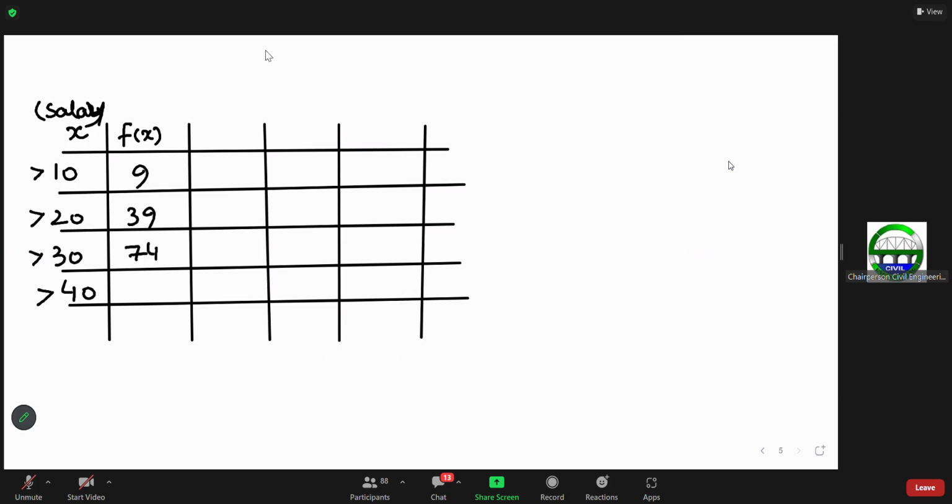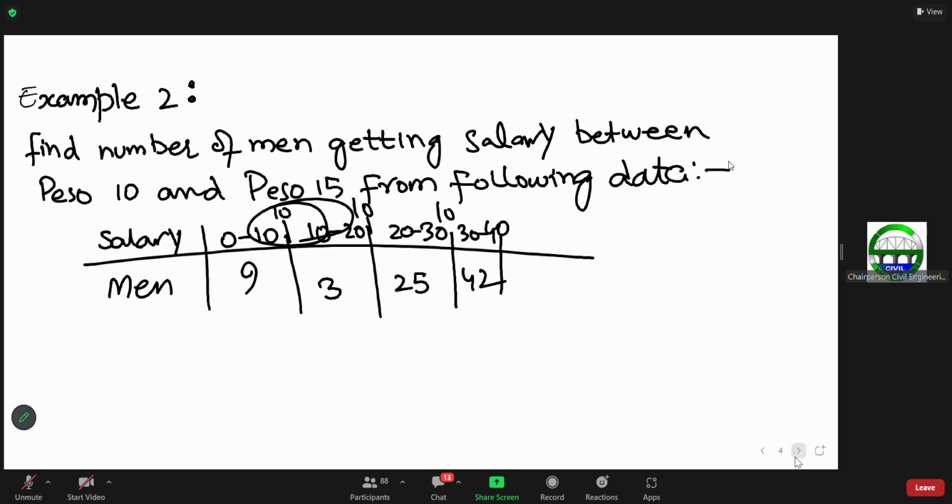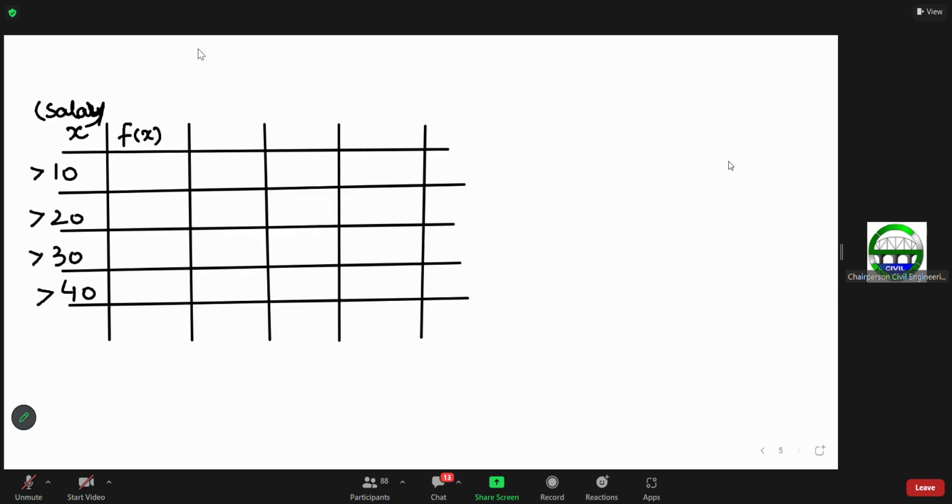I'm sorry, this is not correct. I have to erase, this is not 9. Okay, so my values are 9, 3, 25, 42. So in that case, you have to make an extra column. In the extra column, you have to find the cumulative frequency. So cumulative frequency will be the sum of this and this and this.